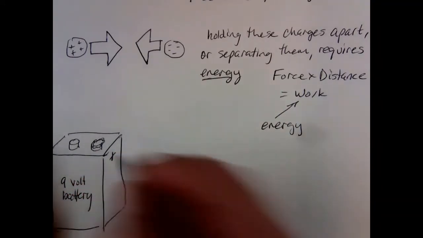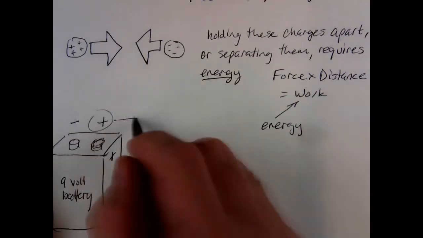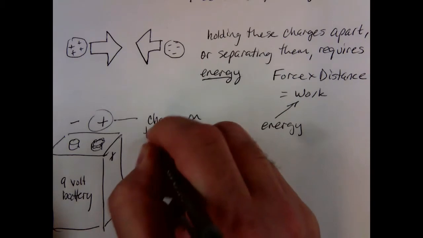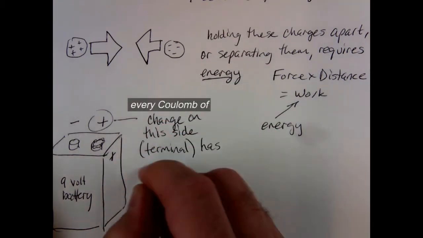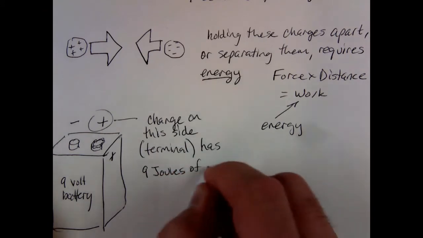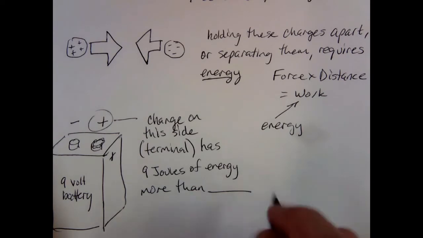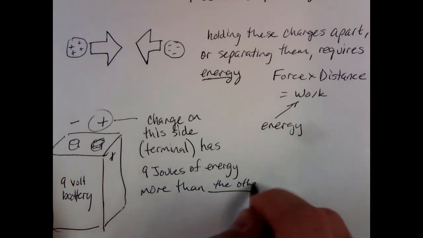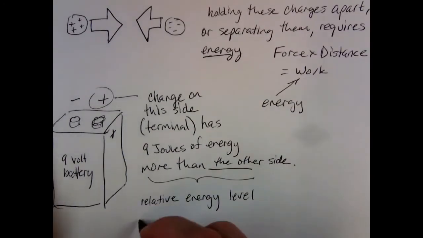Now, the positive terminal is, what that means is the charge, any charge, in fact, every coulomb of charge, I didn't write the word coulomb here, but I should have. Every coulomb of charge on this side has 9 joules of energy more than something else. And that something else is the other side, the minus side. The minus side becomes the reference. So we're talking about a relative energy level here between the plus and the minus side. The plus side is the high energy side, the minus side is the low energy side.